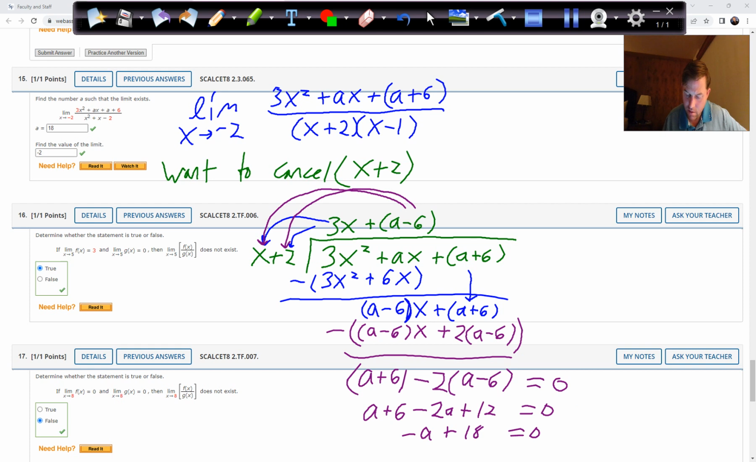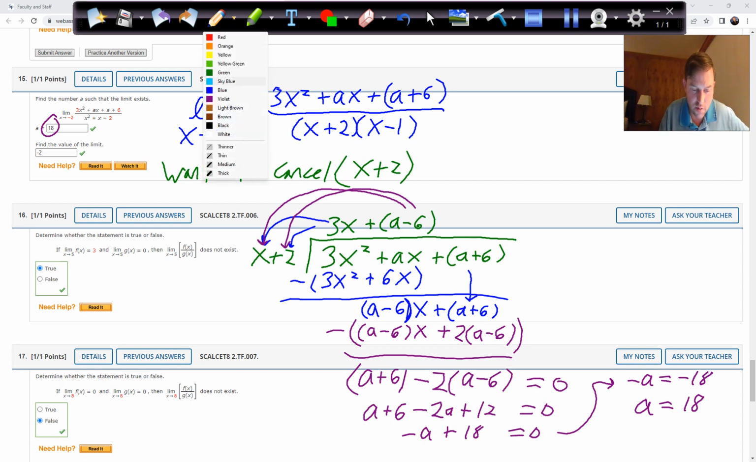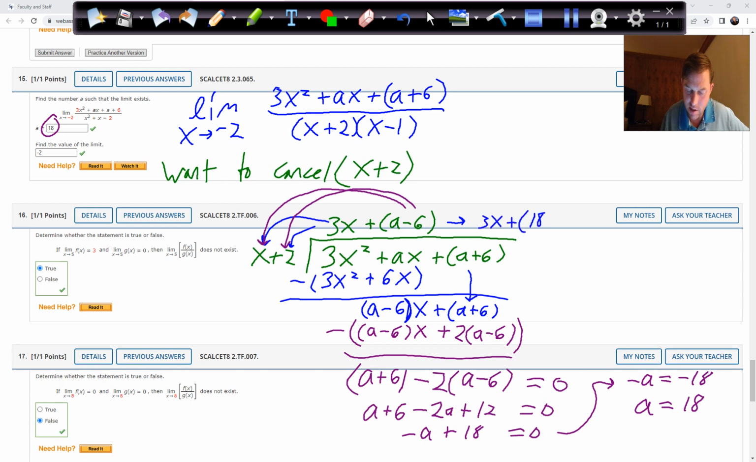And subtract 18 from both sides, and we'll get minus a equals minus 18. Divide both sides by minus 1, we get a is 18. So we get the a value for which that should be balanced. So let's actually see that. So back here, this is going to give us what this factors into if it has 18 in it. So let's write this. It's going to be 3x plus 18 minus 6, which is 3x plus 12.